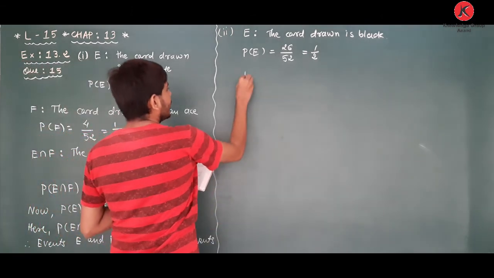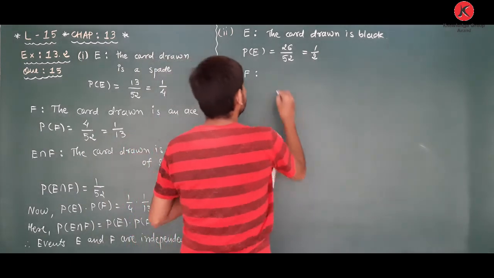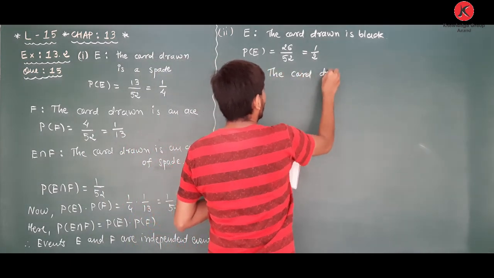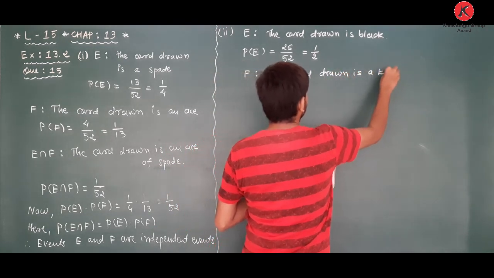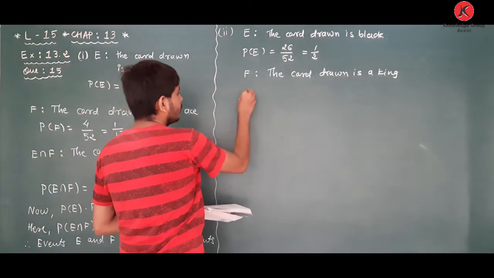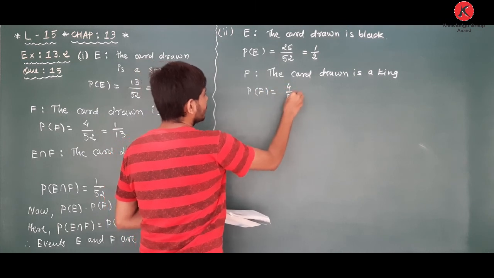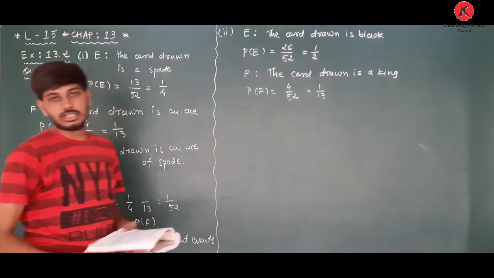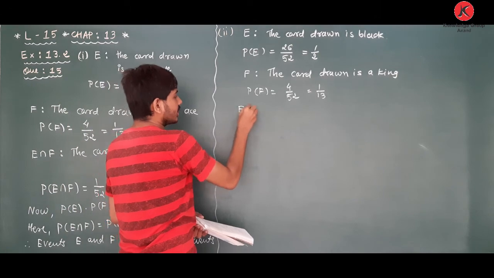In the same way, event F is given: the card drawn is a king. The total available kings are 4. Therefore the probability of event F is 4 by 52, which is equal to 1 by 13. Now event E intersection F.